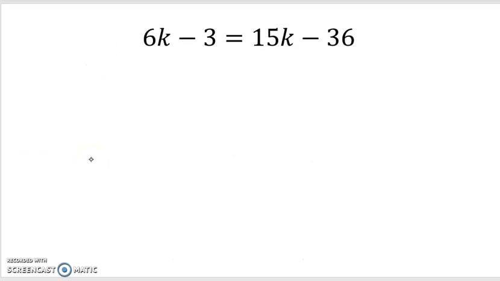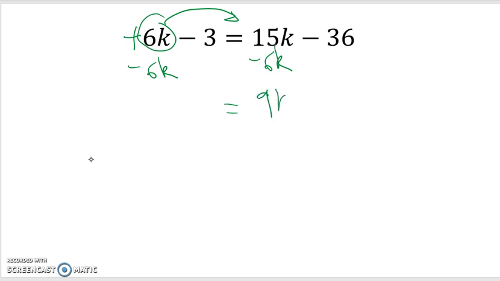Example number 2. Once again, the small term moves over this side to the big term. So the opposite of adding 6k would be to minus 6k. So then on this side, I can see now that 15k minus 6k is 9k. I haven't touched the minus 36 yet, so I'll just drop it down. 6k minus 6k is 0. So on this side, I'm just left with the minus 3.